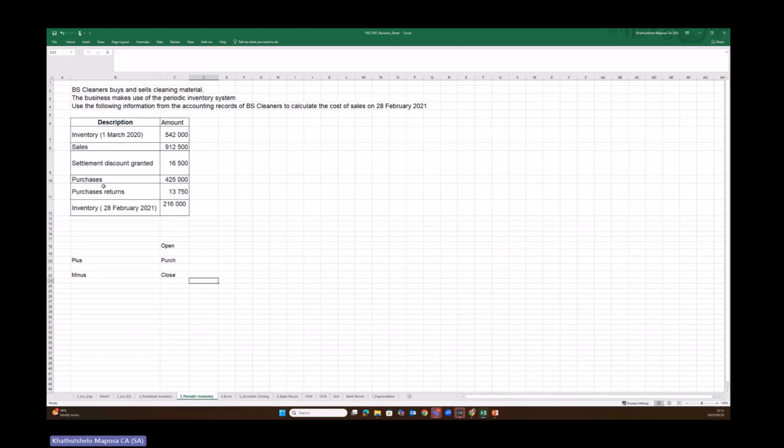To calculate the cost of sales, we are given inventory at the beginning of the period of 542,000, sales 912,000, settlement discount 16,000, purchases 425,000, purchases returns 13,500, and closing inventory 216,000. Let's see, who wants to tell us how much is the cost of sales, or who wants to take us through how to calculate the cost of sales?